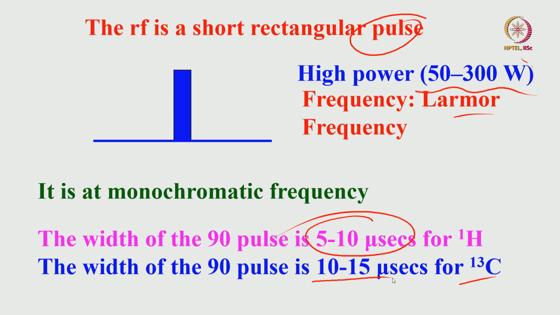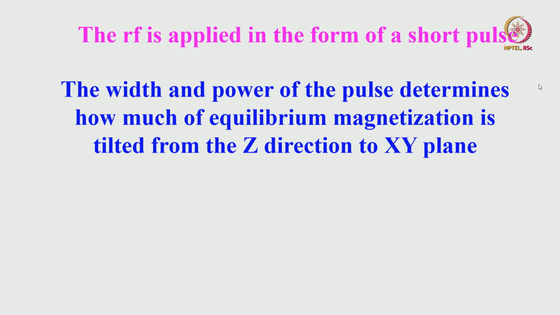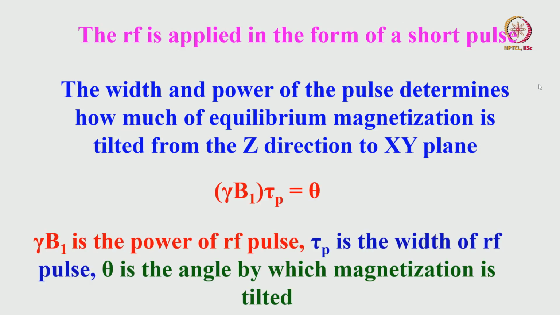Here I am using a 90-degree pulse. I will tell you more when we go ahead further. For a 90-degree pulse for proton, we need approximately a 5 to 10 microsecond RF pulse with a power of 50 to 300 watts. The RF pulse is applied in the form of a short pulse, and the magnetization is tilted from the z axis to the xy plane. What is the magnetization? I am going to explain that. Right now I have not discussed magnetization, but when we introduce bulk magnetization and random phase approximation, I will tell you what bulk magnetization is. Till then, understand that the magnetization is tilted from the z axis to the xy plane.